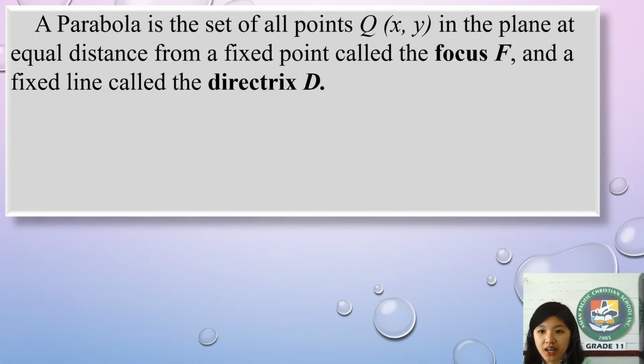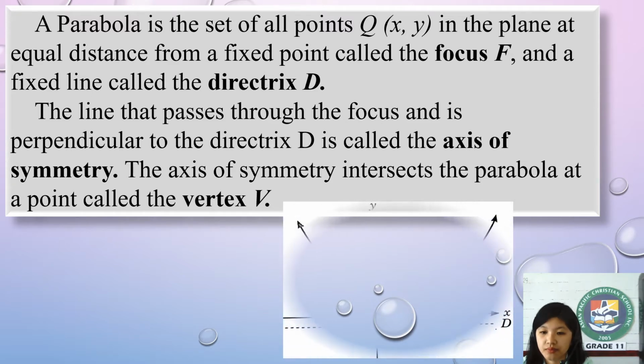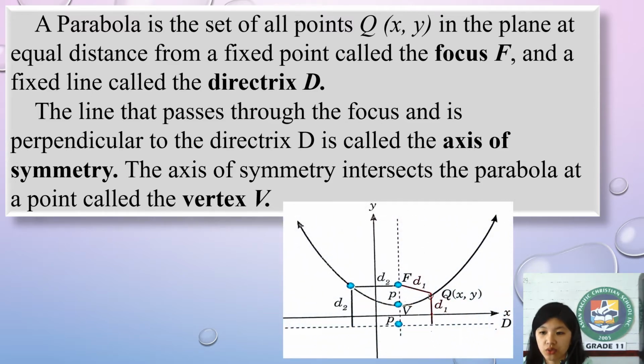So, a parabola is the set of all points Q or X and Y in the plane at equal distance from a fixed point called the focus or F and a fixed line called the directrix or D. The line that passes through the focus and is perpendicular to the directrix D is called the axis of symmetry. The axis of symmetry intersects the parabola at a point called the vertex V. And this is how it looks.